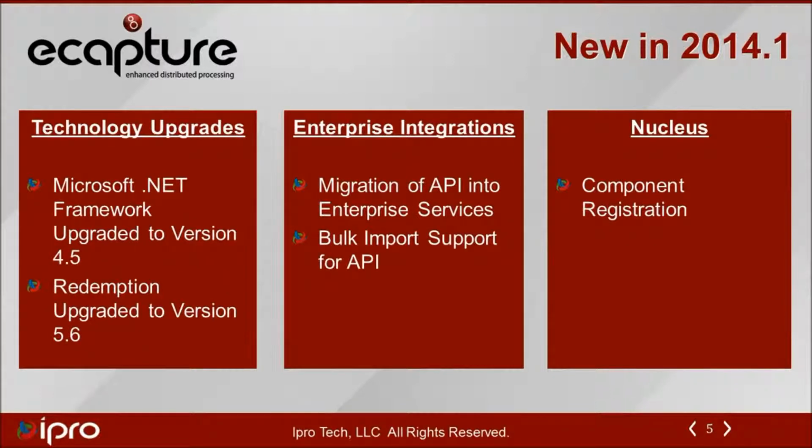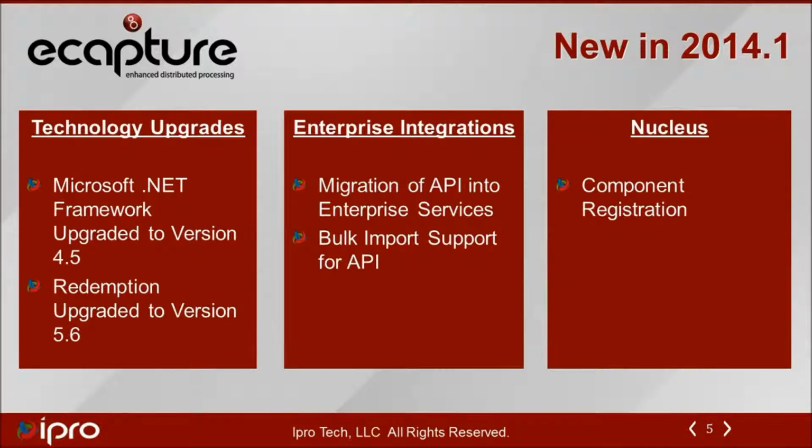Moving on, you will notice some backend technology upgrades in eCapture 2014.1. Microsoft .NET Framework has been upgraded to version 4.5, and Redemption has been upgraded to 5.6. In addition to technology upgrades, we have new Ipro Enterprise integrations that include the migration of API into enterprise services and bulk import support for API. These new API features will allow for custom development, better management of integrations, and will improve the speed and performance of exports. Finally, the 2014.1 release of eCapture will include the first phase of integration with Ipro Nucleus.